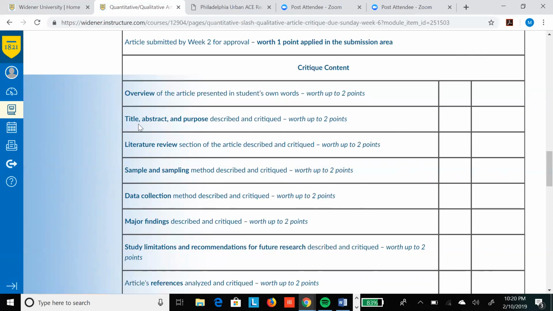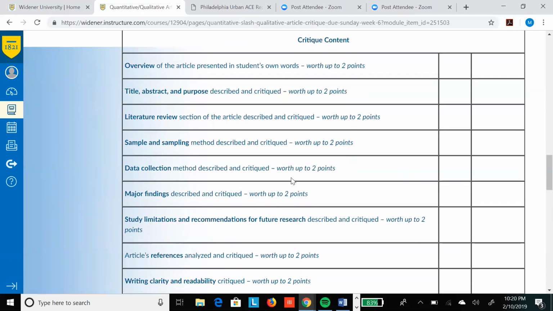readings above that I mentioned. You are going to describe and critique the literature review section of the article, again, applying the readings. You're going to describe and critique the sample and sampling method. Okay, make sure you're discussing how many people were in the sample and what sampling method was used, what kind of sample it is, whether it's a convenience sample, a random sample, whatever type of sample it was.